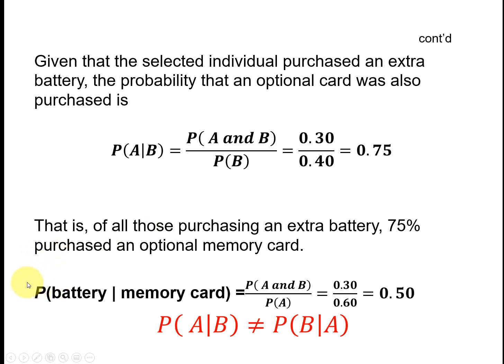So the probability of a battery being bought given that a memory card was purchased equals the intersection that we got from earlier, the 0.3. But the denominator is different because we are concerned with them buying an optional memory card, and that's 0.6, and we can see that those two probabilities don't match up. So probability of A given B does not equal probability of B given A.